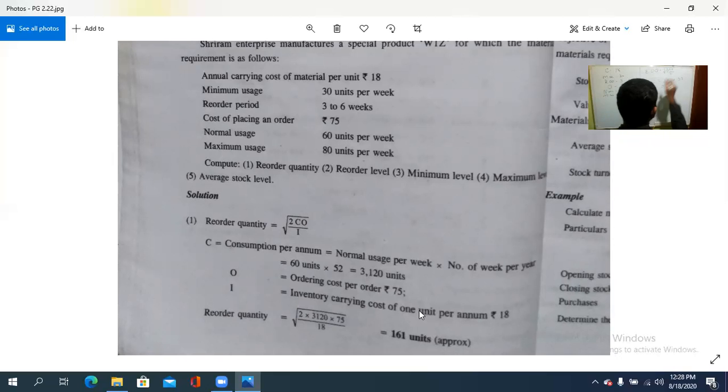Therefore, EOQ is root of 2 into C, which is 3120, into O, which is 75, divided by I, which is 18. Therefore, we calculate 2 into 3120 into 75 divided by 18. That is 26,000, root of that. So how much is it? 161.